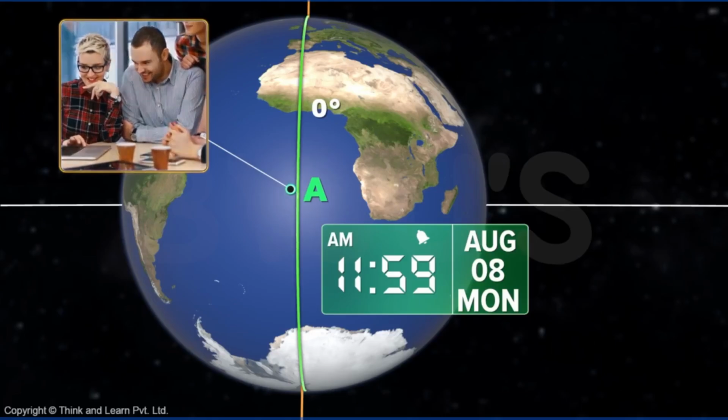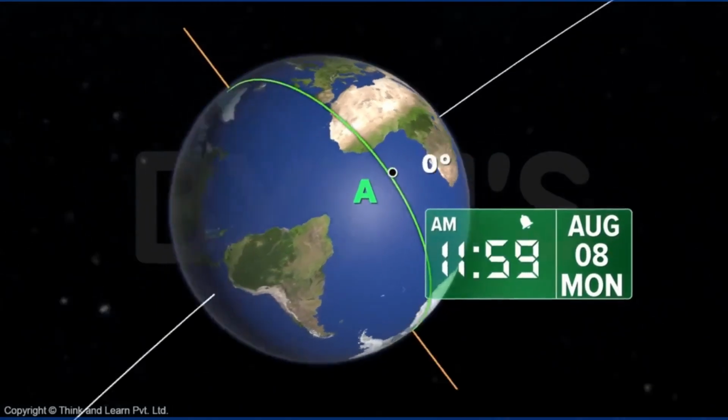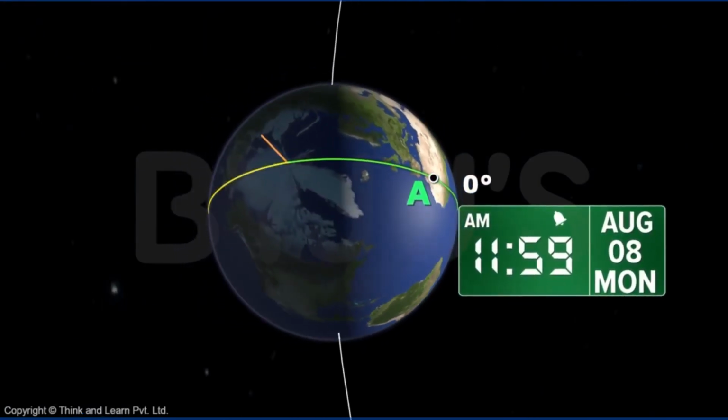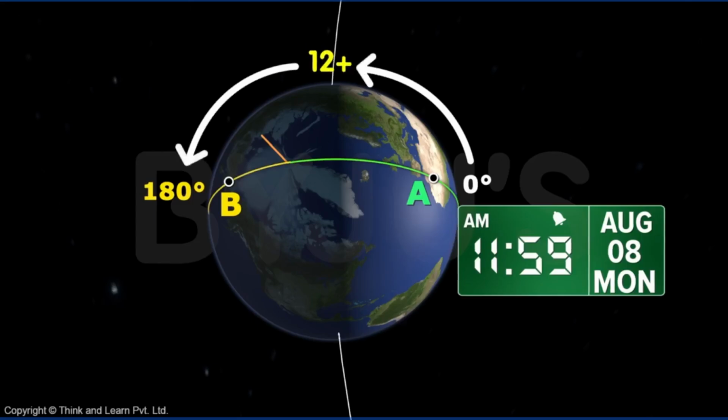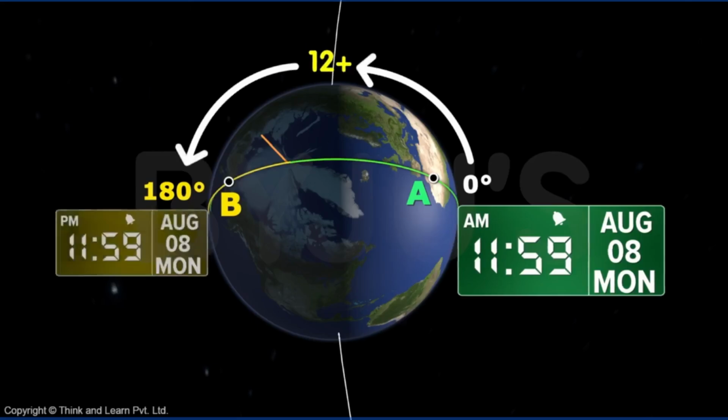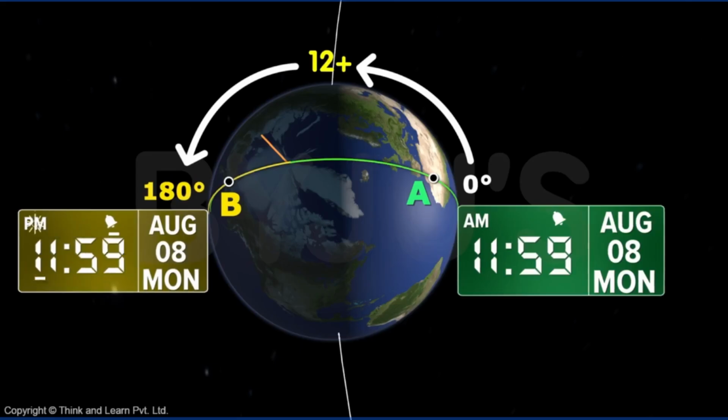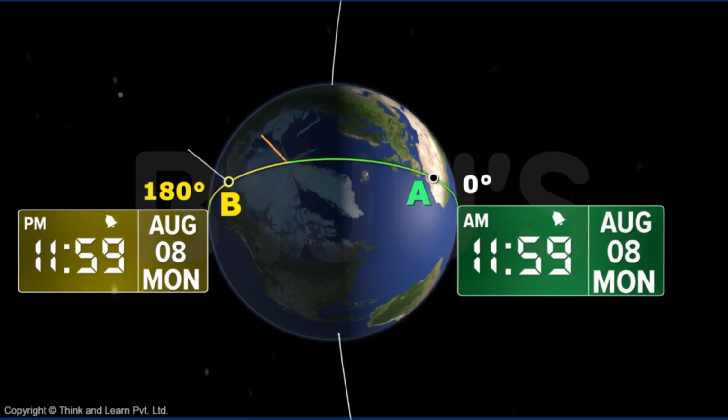Now, exactly opposite to this point is this place. Let's call it point B. What would this longitude be? Any guesses? Yes, exactly opposite to the 0-degree longitude will be the 180-degree longitude. The time here would be exactly 12 hours ahead of point A, which is 11:59 p.m. But still, Monday, 8th of August.